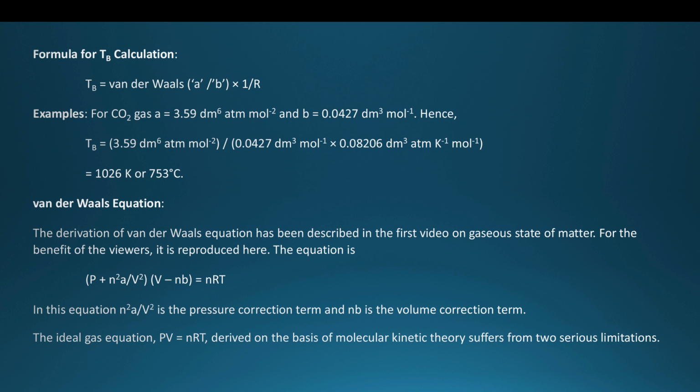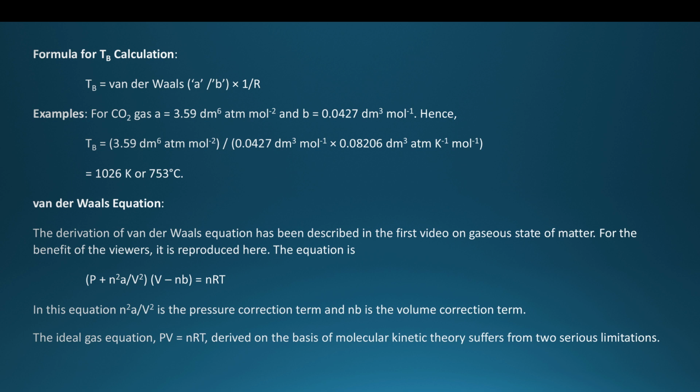Formula for Boyle temperature calculation: TB equal to A over RB, where A and B are van der Waals constants and R is the universal gas constant. For example, for carbon dioxide gas, A is 3.59 units, B is 0.0427 units. Hence, we can calculate its Boyle temperature, which comes out to be 753 degrees Celsius.